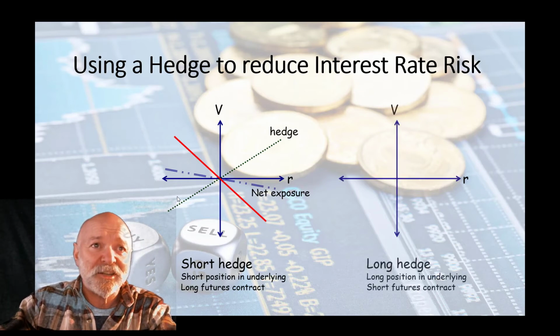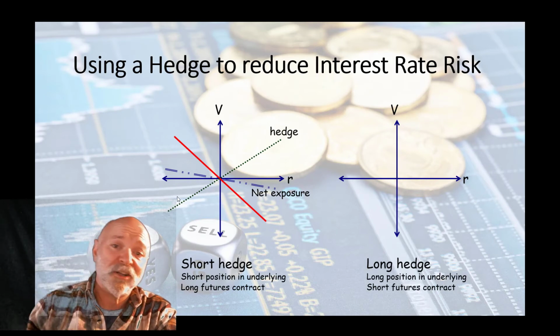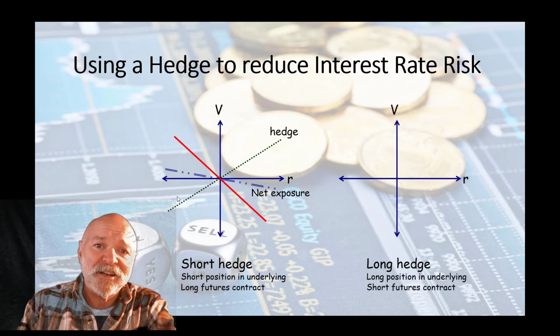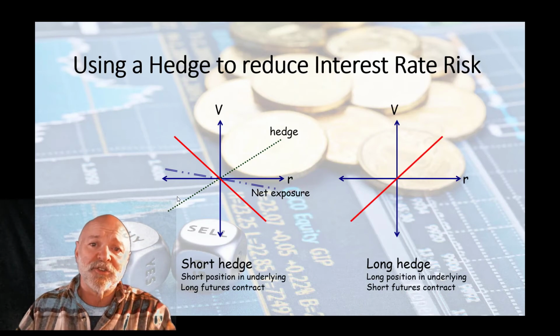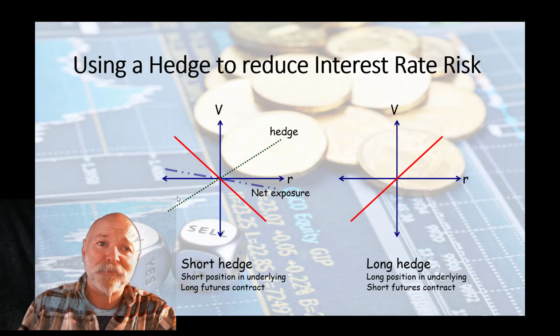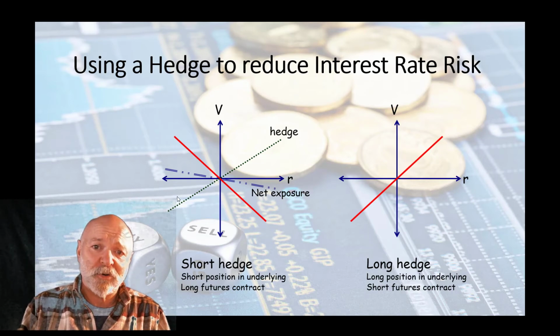Now, we have exactly the opposite position for a long hedge. In this case, we have a long position. We've already got exposure to whatever is underlying. And so for this, we're going to hedge by using a short futures contract. If the interest rates go up, the value of our investments are going to go up.